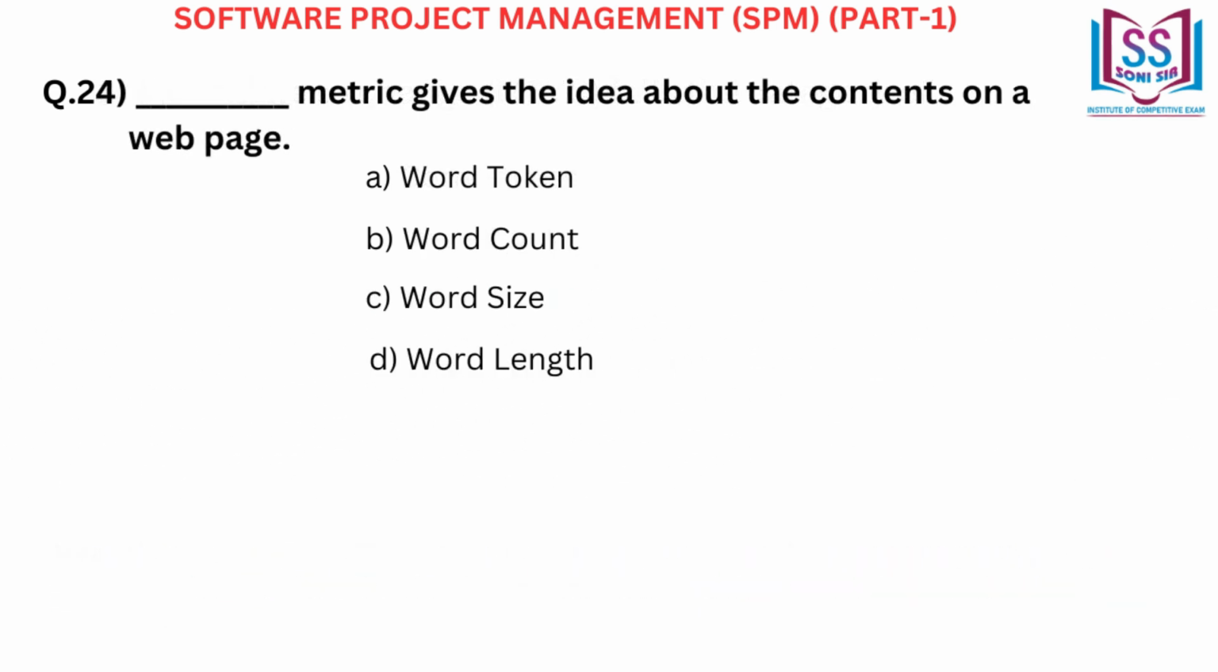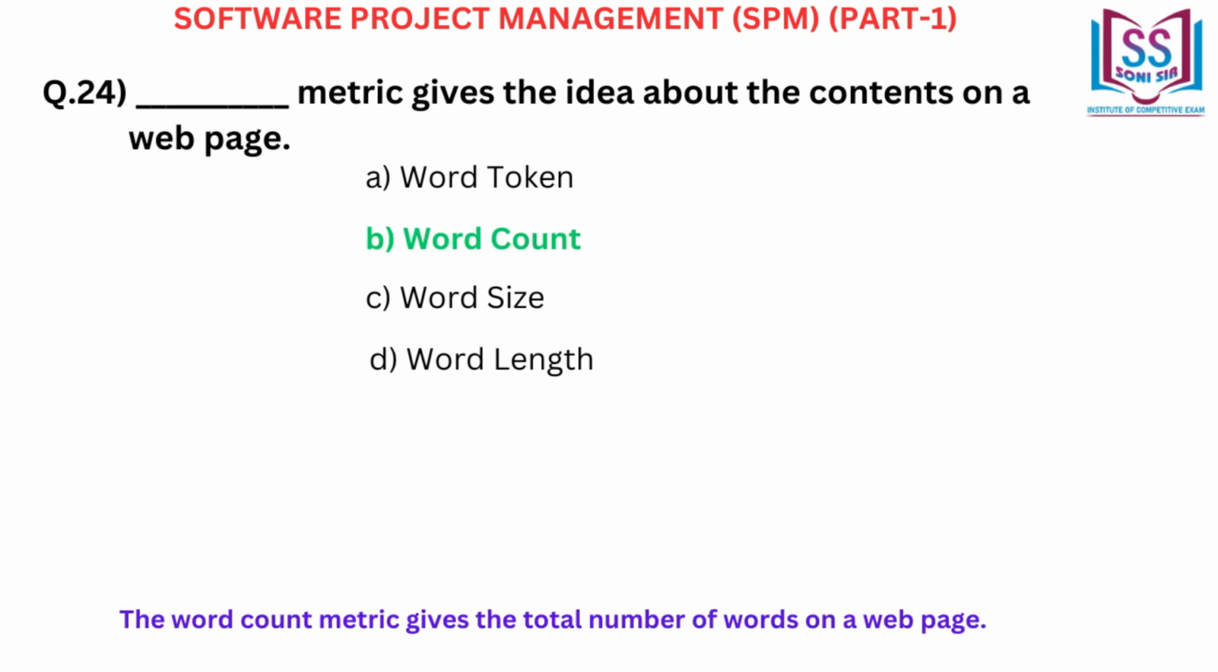Dash metric gives the idea about the contents on a web page. A. Word token, B. Word count, C. Word size, D. Word length. Correct answer B. Word count. The word count metric gives the total number of words on a web page.